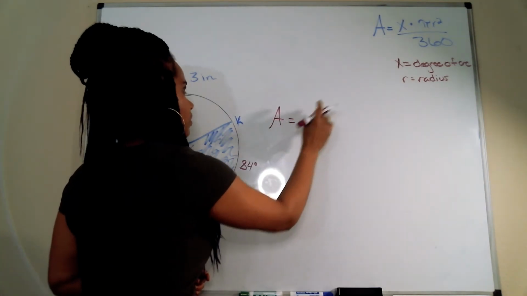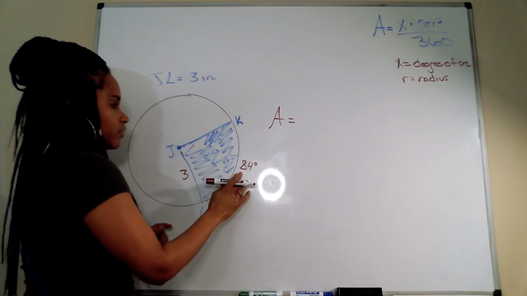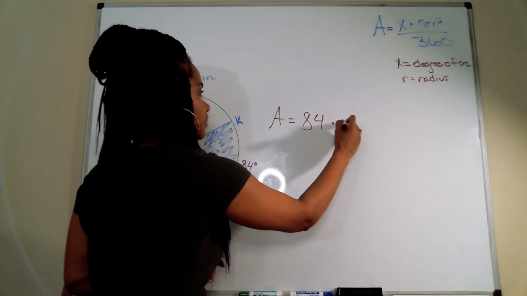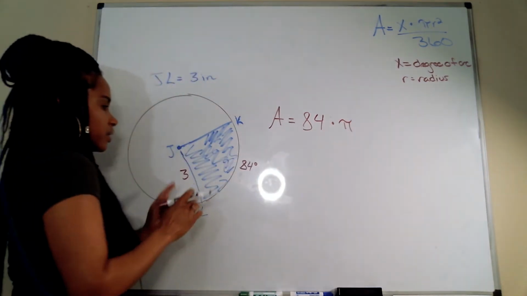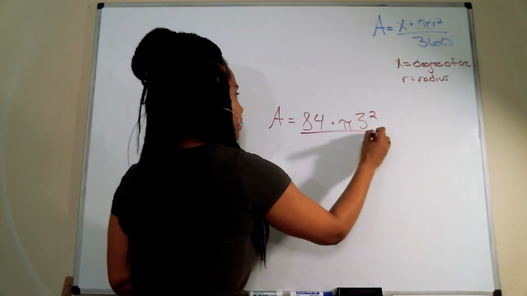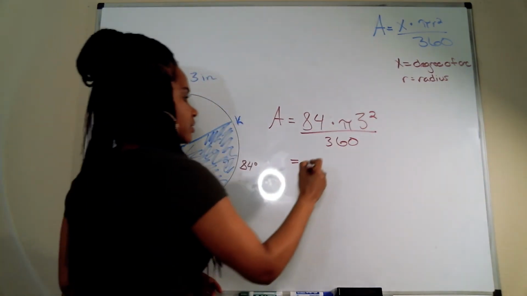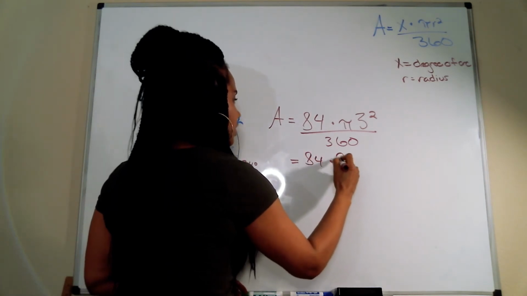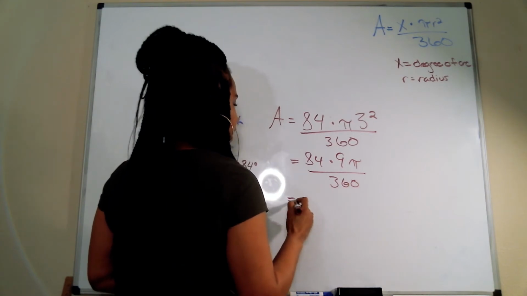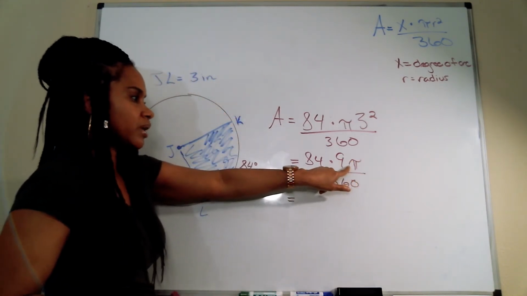So area equals the degree of the arc. The degree of the arc is 84. So we multiply 84 times pi r squared. R is the radius, so that's 3 squared, divided by 360. And from that point, we're just simplifying. 84 times 9 pi divided by 360. And I'm going to write my answer in terms of pi. All right, so I'm just going to leave pi there and not multiply it through.